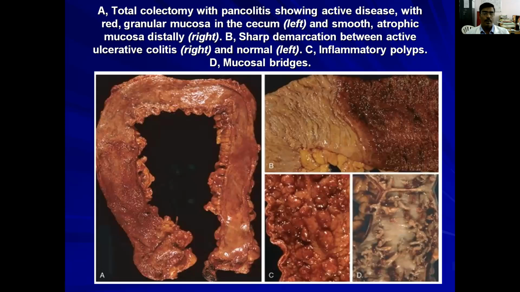So this is a total colectomy with pancolitis, showing active disease with red glandular mucosa in the cecum and a smooth atrophic mucosa distally. Diagram B shows a sharp demarcation between the active ulcerative colitis and the normal area, and the inflammatory polyps are nothing but pseudopolyps, whereas diagram D shows mucosal bridges. These are the gross diagrams of ulcerative colitis.